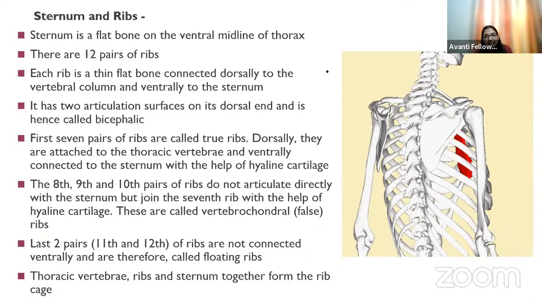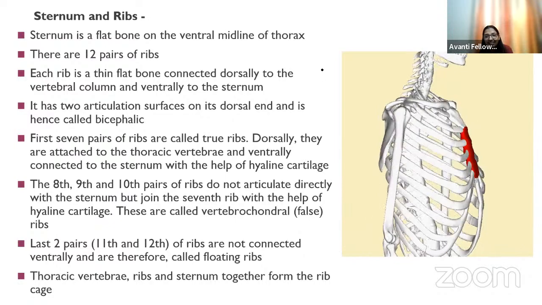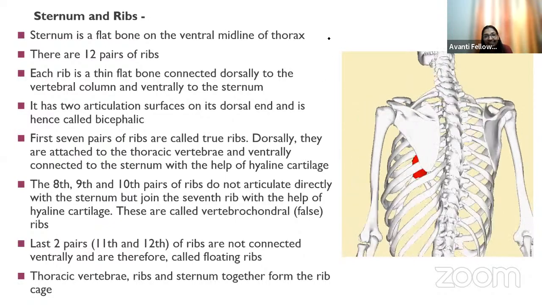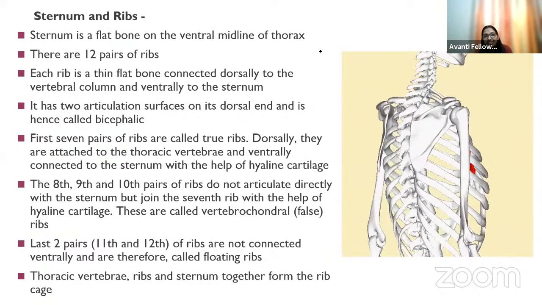Most important are the sternum and ribs. You can see this red colored bone in the center. This is the sternum. It is present ventrally and it is dagger shaped. Dagger means khanjar shape. And the ribs are present. There are 12 pairs of ribs.